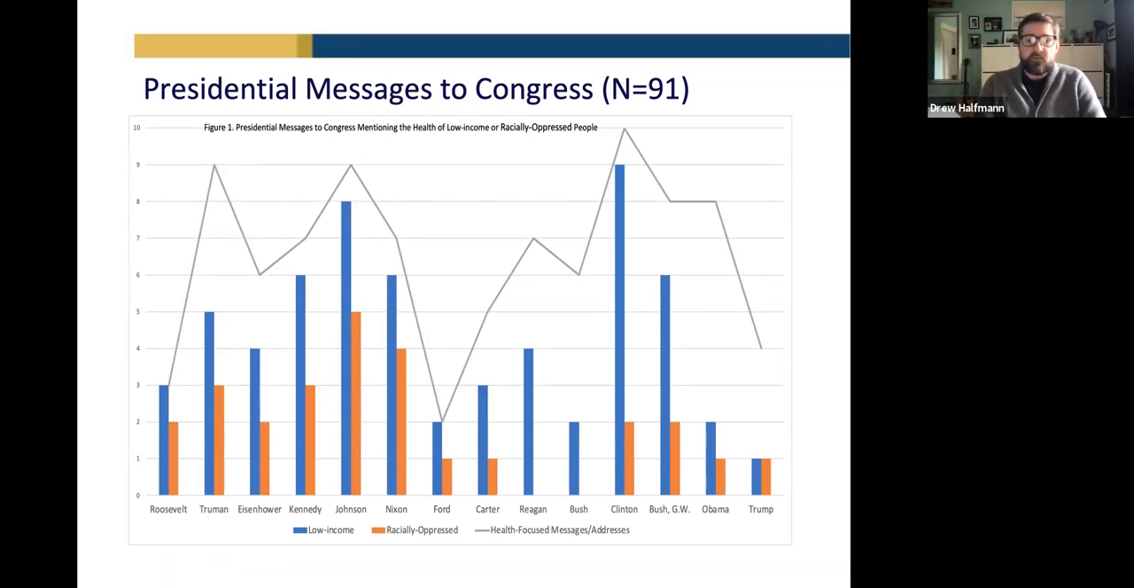you can see in the pre-Ford period that references to low-income people are pretty high among all the presidents, lower in the post-Ford period with the exception of Clinton and G.W. Bush. And then same story with racially oppressed groups. You can see that there are far fewer mentions in the post-Ford period, and that Reagan and Bush did not mention racially oppressed groups at all in these speeches. And Obama and Trump were tied.